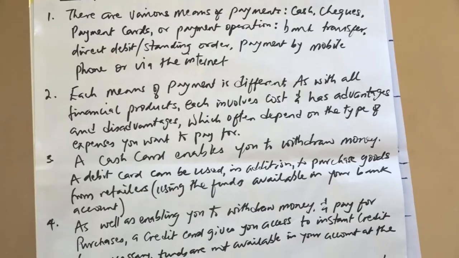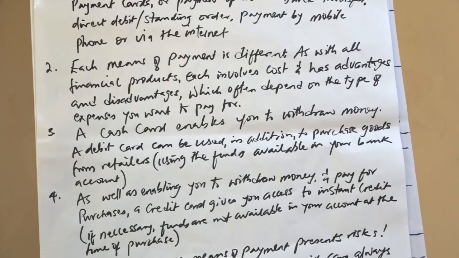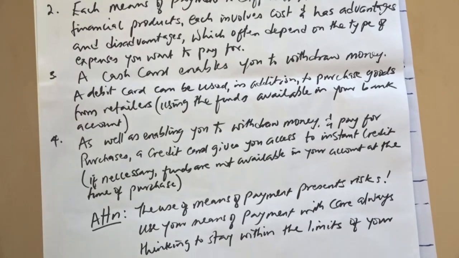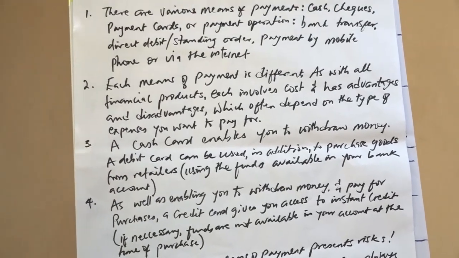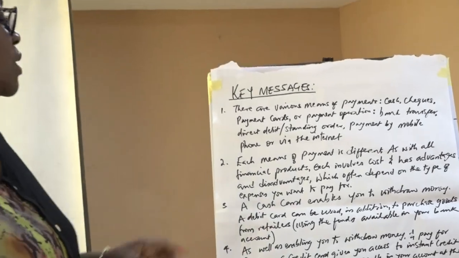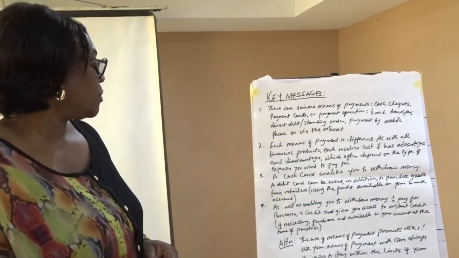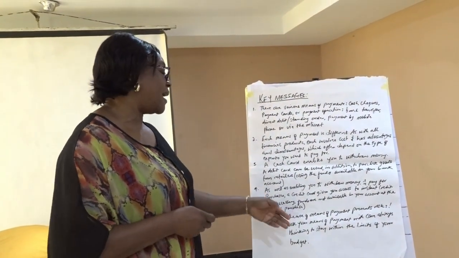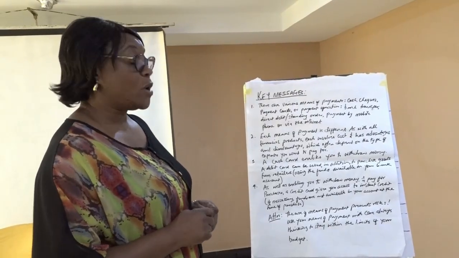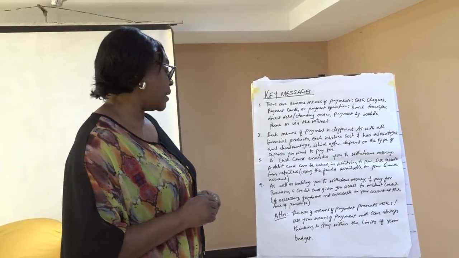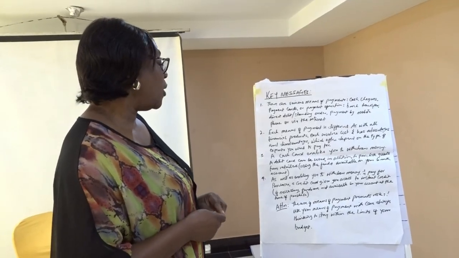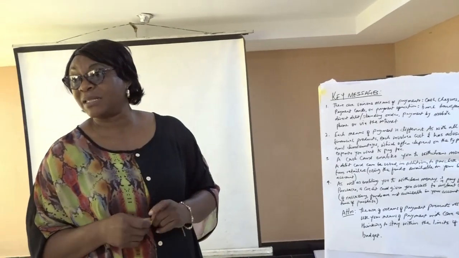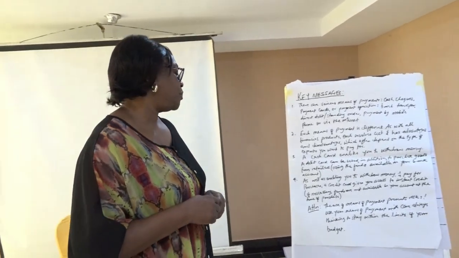A cash card enables you to withdraw money. A debit card can be used in addition to purchase goods from retailers. It can be used using the funds available in your bank account, as well as enabling you to withdraw money and pay for purchases. A credit card gives you access to instant credit from the bank, if necessary, funds are not available in your account at the time of purchase. That is one advantage of having a credit card, yes.